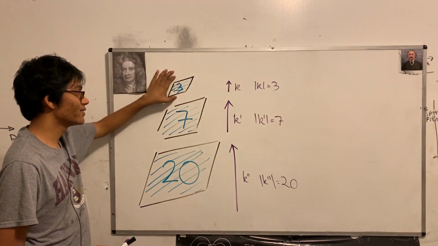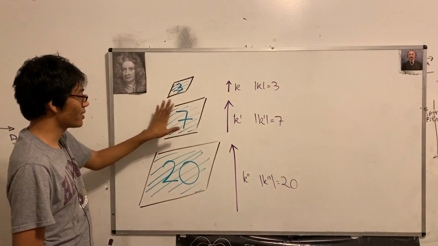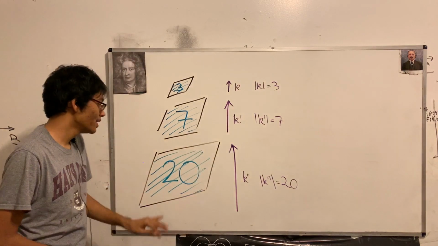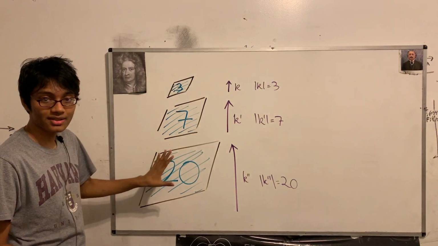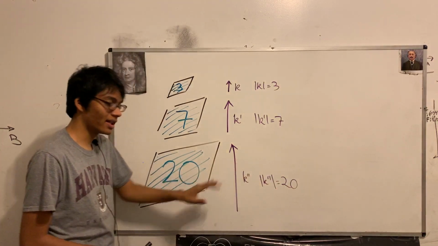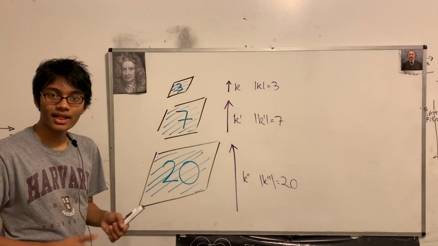parallelogram has a size of 3, its vector has a size of 3, kind of small. This parallelogram has a size of 7, its vector has a size of 7, kind of medium. This parallelogram has a size of 20, its vector has a size of 20, kind of large, right? So that's the idea we're trying to capture here.